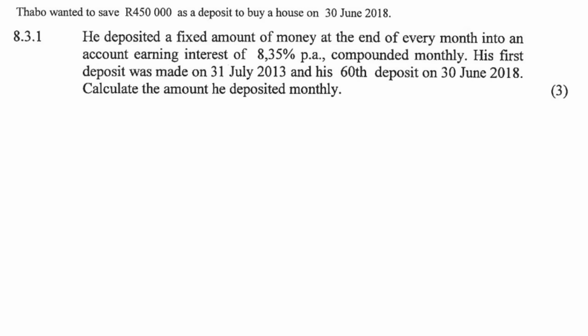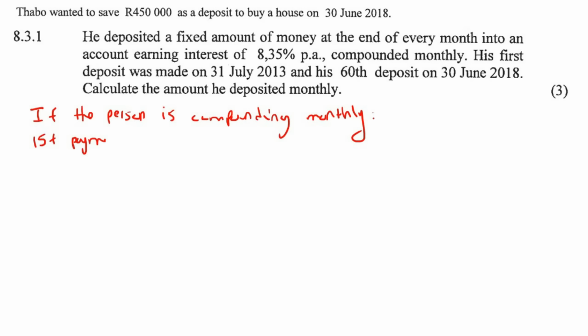What you must remember though with grade 12 future value, present value is the following. If the person is compounding monthly, then the first payment must always take place after 1 month. Sometimes it doesn't, but then we need to make a little modification. But this is the way it should work normally. So the first payment must always be made after 1 month, and the last payment should always be made right at the very end.